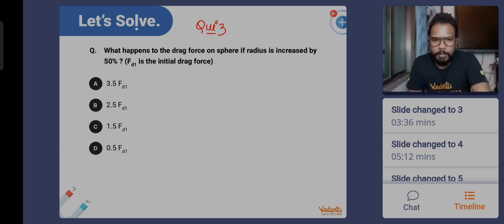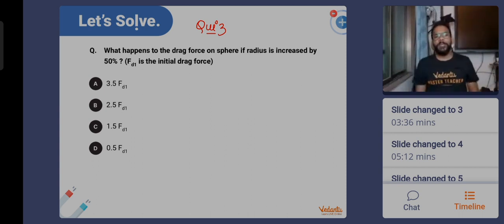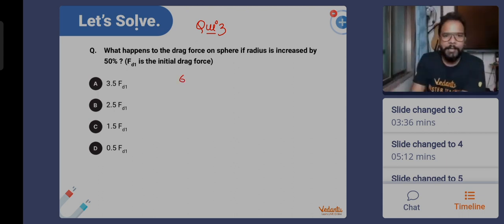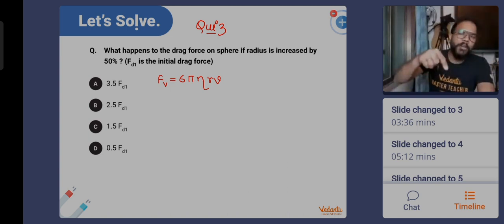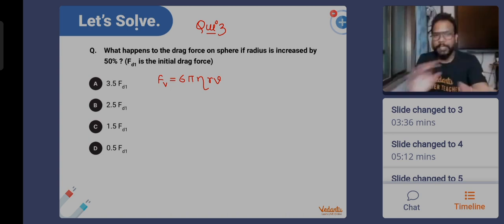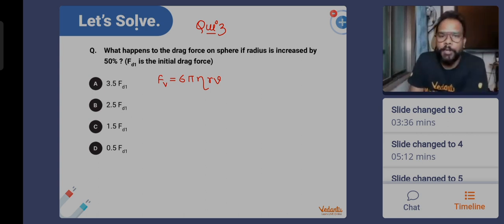Okay, everybody. So the question is, what happens to the drag force on a sphere if the radius is increased by 50%? Kostov asked me, sir, is this formula that we are writing, 6 pi eta R V, valid only for spherical bodies or is it not valid for non-spherical bodies? The formula we have in front of us can be applied for spherical bodies, but viscous force acts on everything which tries to move in a fluid. You will not be able to apply that formula to other shapes because it was derived experimentally for spherical bodies.